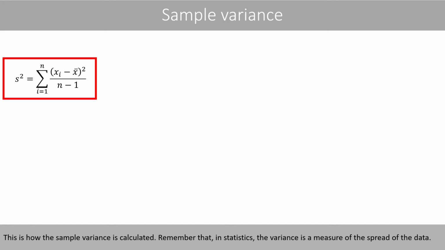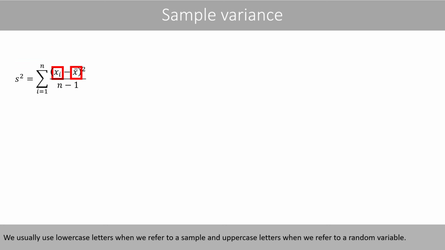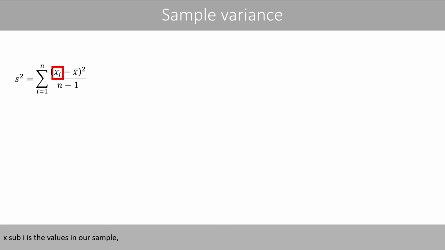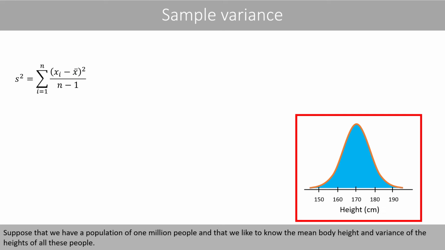This is how the sample variance is calculated. Remember that in statistics, the variance is a measure of the spread of the data. We usually use lowercase letters when we refer to a sample and uppercase letters when we refer to a random variable. X sub i is the values in our sample, whereas x bar is the mean of those values.